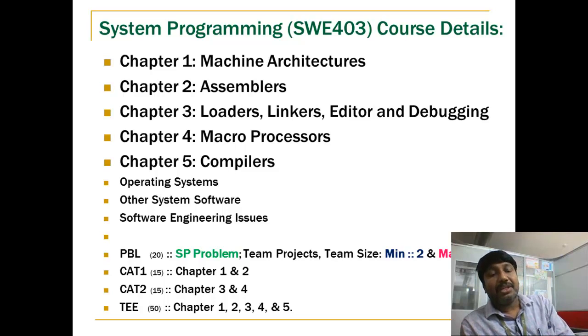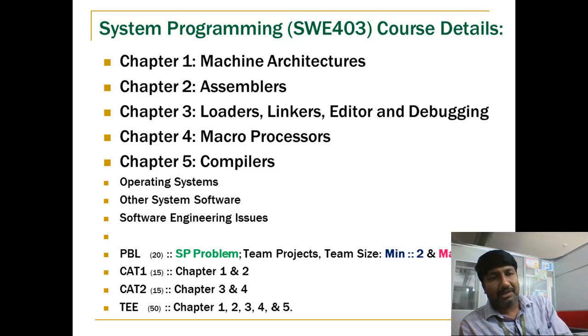PBL is 20. CAT 1 will be conducted for 50 marks, and the weightage will be 15. CAT 2 will be conducted for 50 marks again, and the weightage will again be 15. So 15 plus 15 plus 20 for PBL, this is the internal, 50 marks. For the term end or final assessment test, we will write for 100 marks, but the weightage will be 50. Together 100. The grade will be decided.